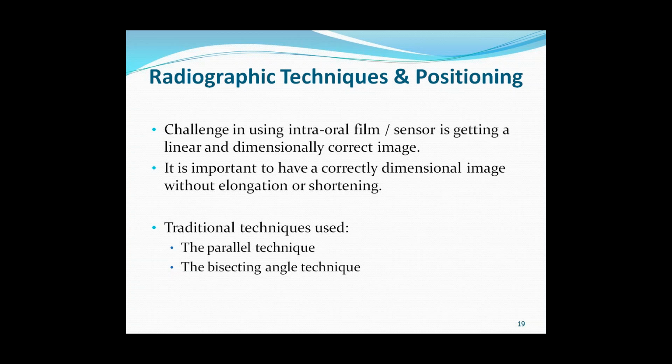But the aim and the reason why we're thinking about the techniques is that we're trying to get a correct image on the actual film so that we don't have elongation or shortening of the roots of the teeth, very important for root canal procedures. Also, if you've got periodontal disease or you're trying to extract a tooth, you want to know how long the root is and how much bone is around the tooth as well.